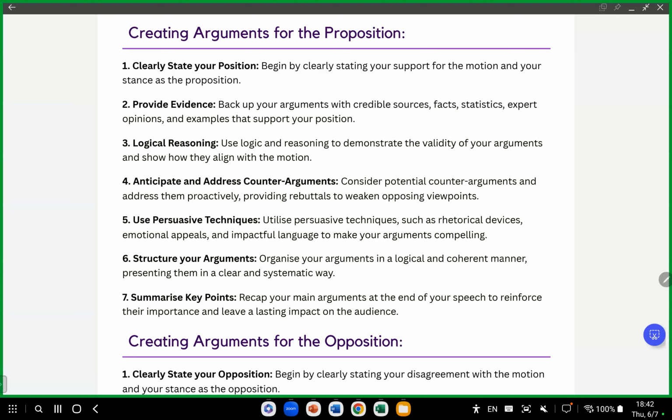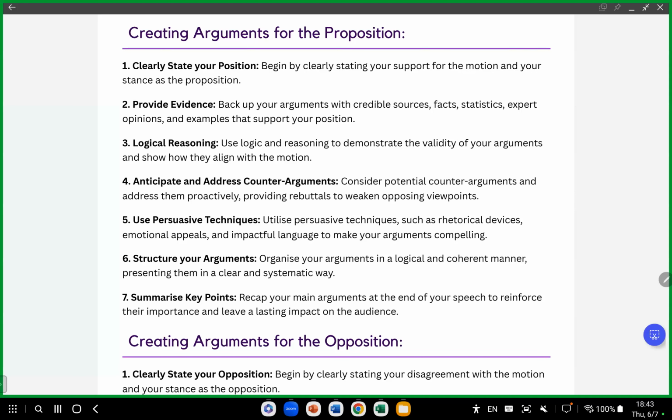Emotional appeals. An emotional appeal is when you try and get the audience or the judges to feel how you want them to feel. So if you're talking about a topic that makes you happy, the best way to win people over to that side of the argument is to make them feel the same way that you do. If you can make them feel happy about a topic that makes you happy, then they're going to agree with you because they feel the same way that you do.